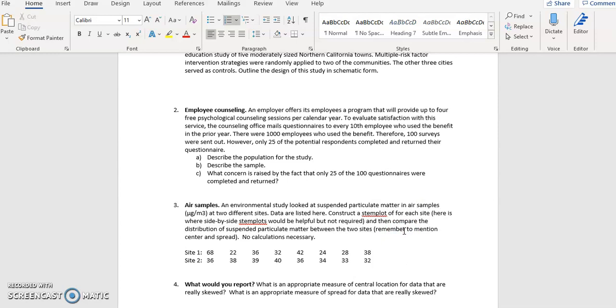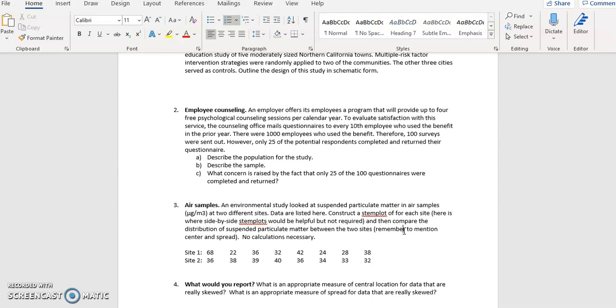Does one seem to have a higher midpoint than the other? Whatever measures you're looking at, maybe the center of the distribution, is one different, or is one bigger than the other? Is one more spread out than the other? So make sure you compare the distributions and mention center and spread. Remember, measures of center tend to be things like median, mode, mean, and measures of spread tend to be things like range, interquartile range, standard deviation, variance. You don't need to talk exactly about calculations. Just tell me what the stem plot, the picture, is telling you.